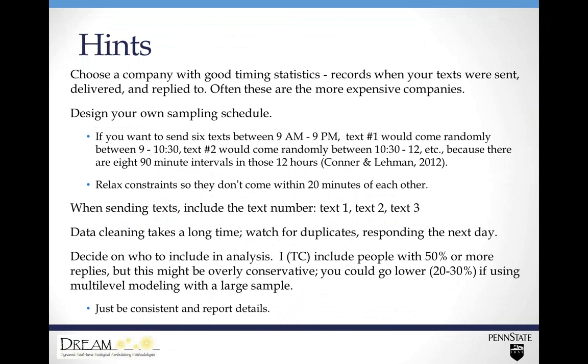Now, as a general principle, you'll need to decide who to include in the analysis. In the past, I've only been including people with a 50% or more response rate. So if we sent out 48 total texts, they would need to reply to at least 24 of those in order to be included in analysis. But there's some thinking that this might be too conservative, that especially if you're using sophisticated statistical modeling that weights people by the number of replies that they do, you could go lower. Just be consistent and report the details in your write-up.